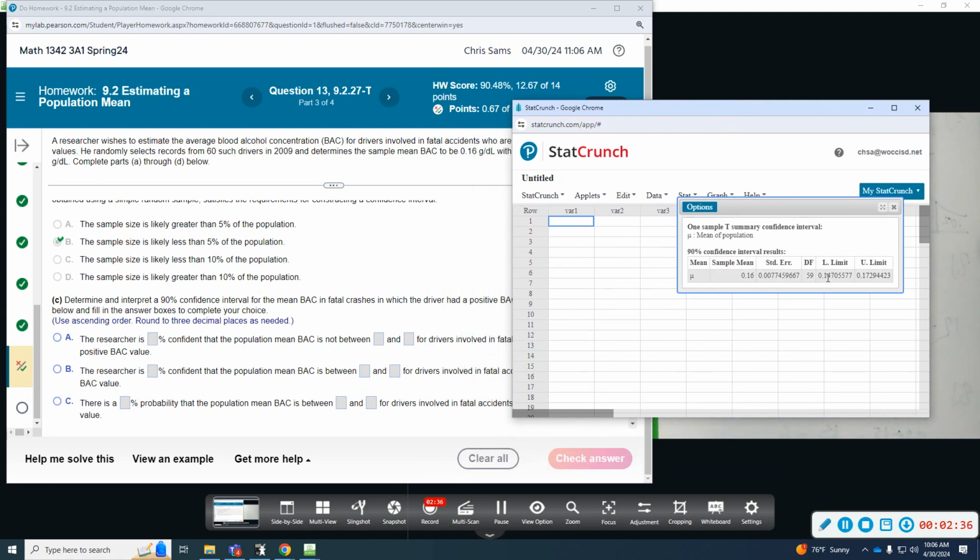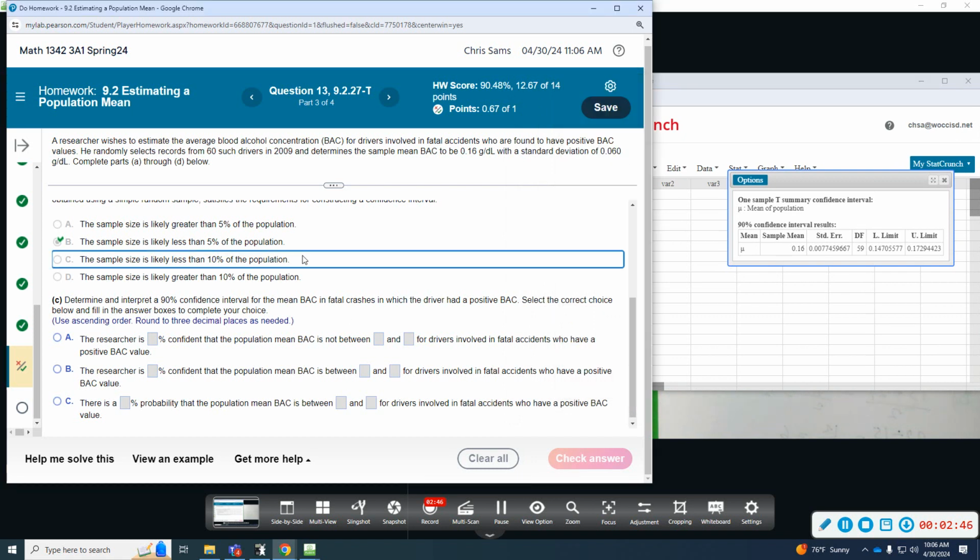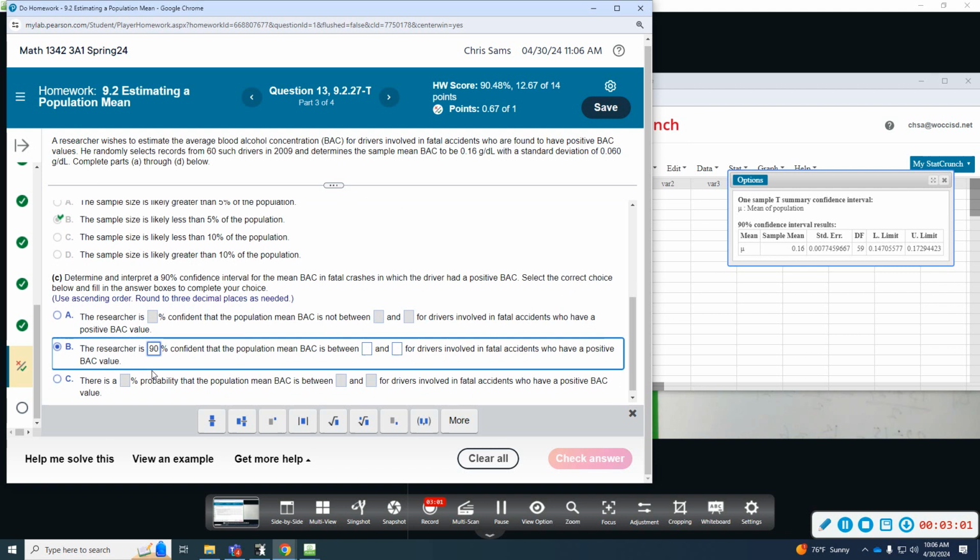So we come up with the point, and we round it to three decimal places, 0.147, and we've got to pick the correct statement. Researchers blank confident the mean is not between, so we want between. Okay, so B, 90% confident the mean is between 0.147 and 0.173.